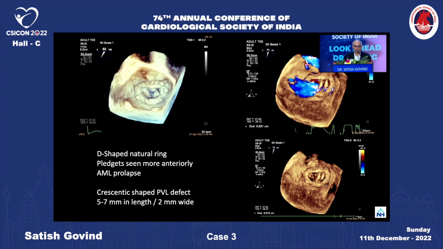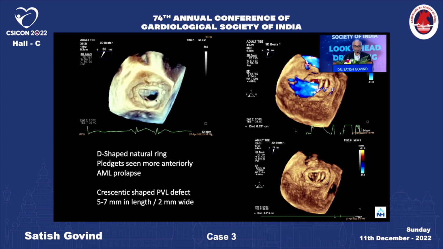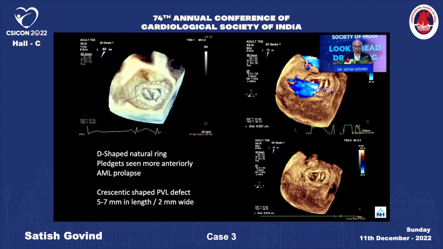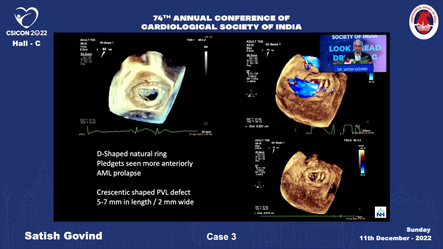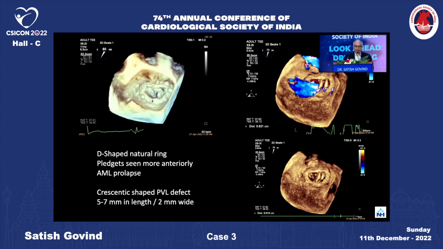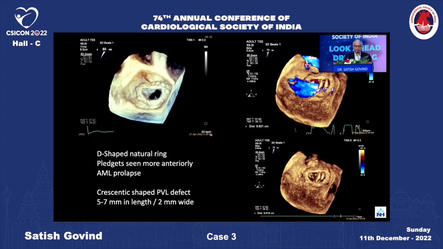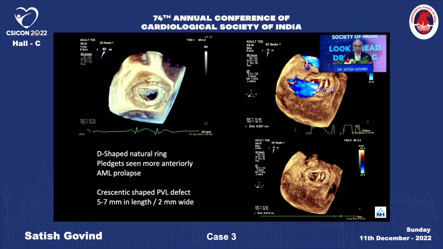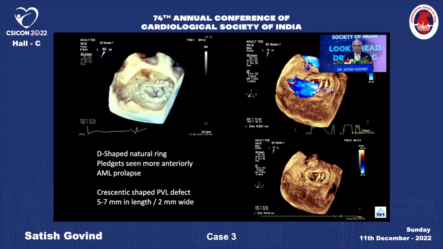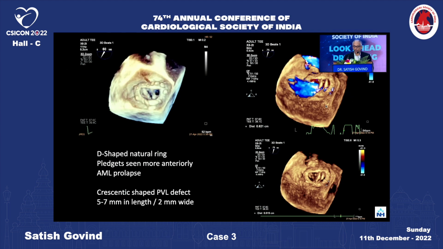And what is of interest is that it's typical of these recent placements of these rings. So they are this D-shaped natural ring, and you have the pledgets over there, and you have more pledgets seen anteriorly rather than posteriorly. That is as far as the ring is concerned. And if you look at the leaflet, you see that the A3 is prolapsing over there. So this was the cause for the jet coming through the leaflets. The sizing was done. It was somewhere around 5 to 6, 7 millimeters with a width of around 1 to 2 millimeters, slit-like, crescentic shaped.